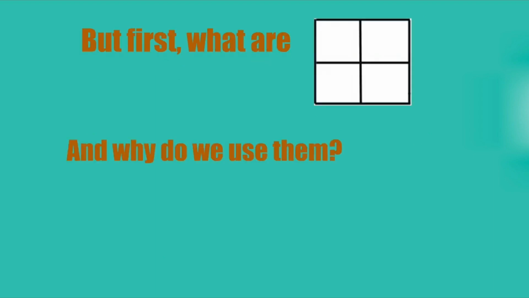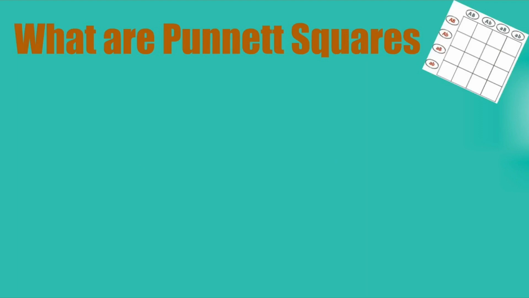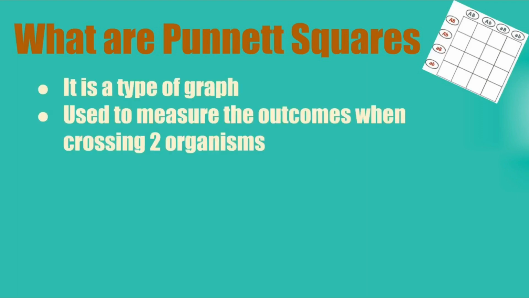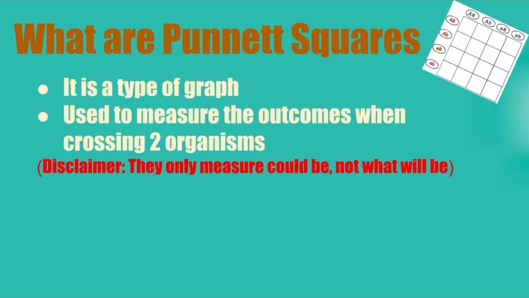Hello everyone. Today we will be learning about Punnett squares. But first of all, we need to answer the question, what are Punnett squares and why do we use them? A Punnett square is a type of graph that is used to measure the genetic outcome when crossing two different organisms. But remember this about Punnett squares. They only measure what could be, not what will be.